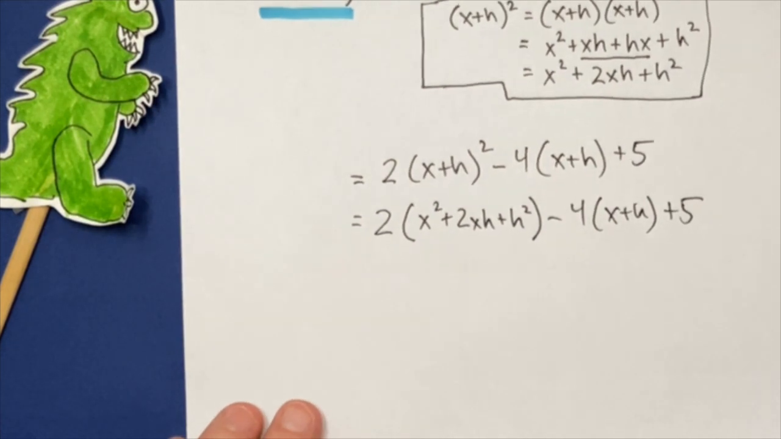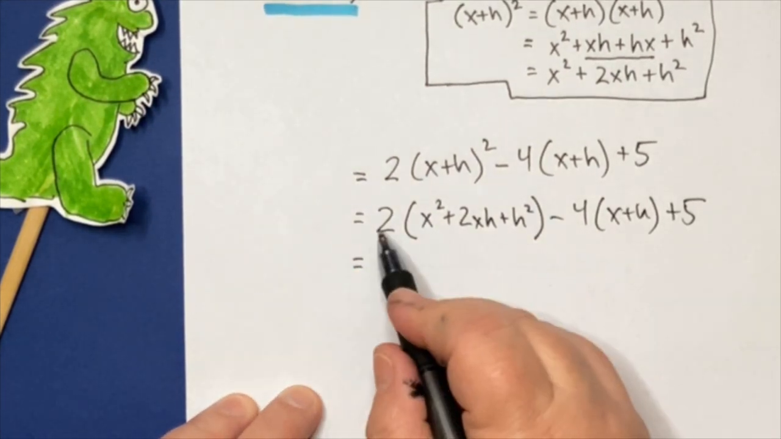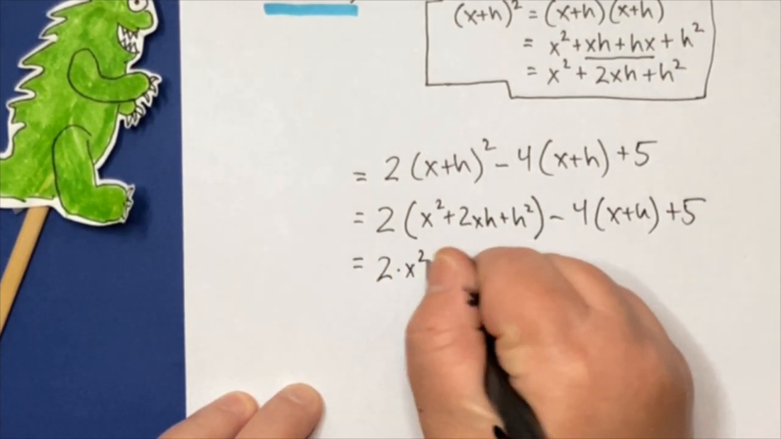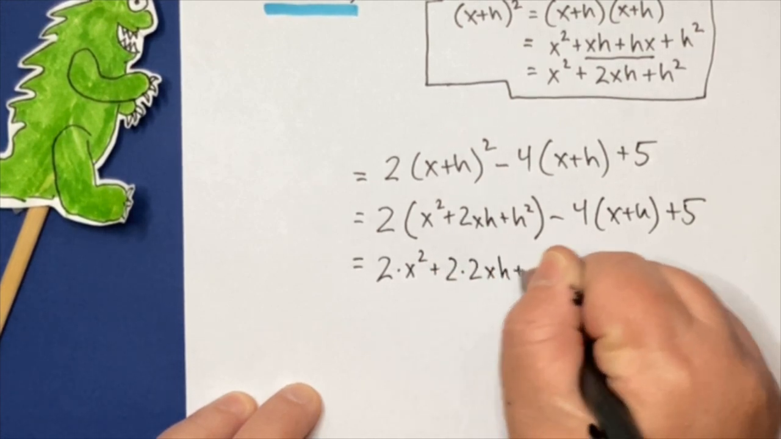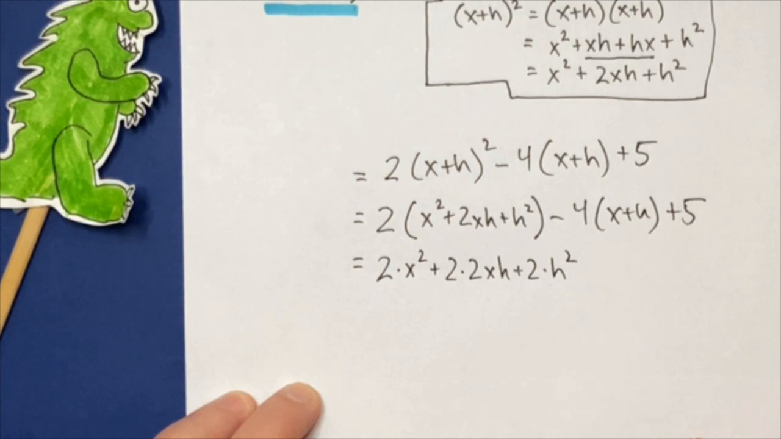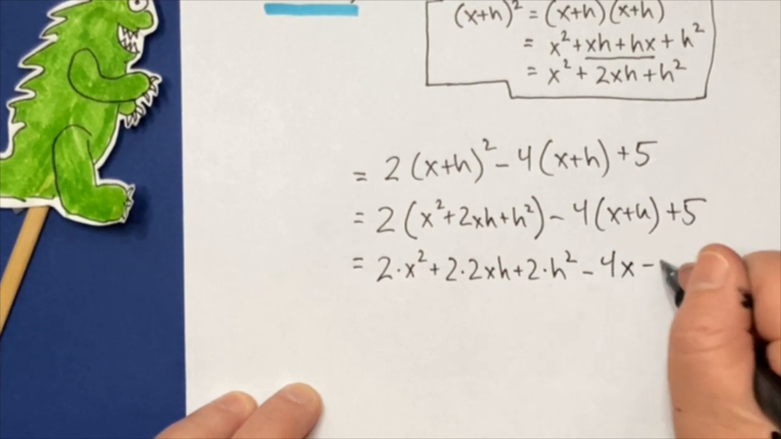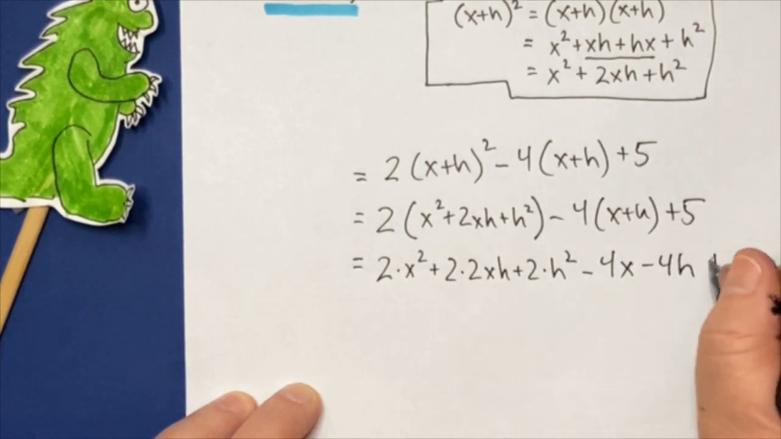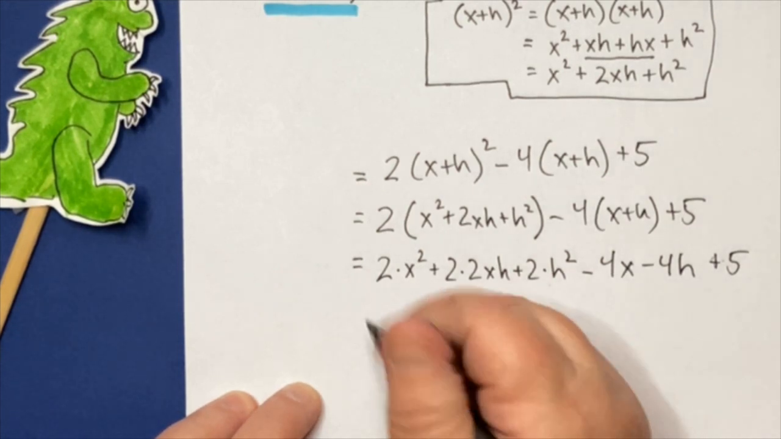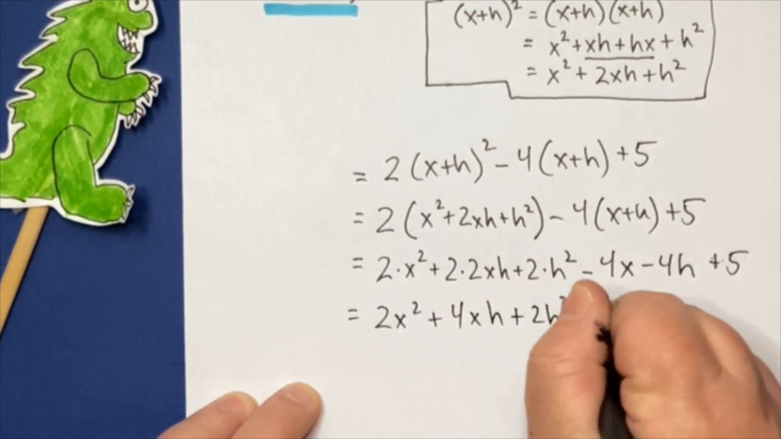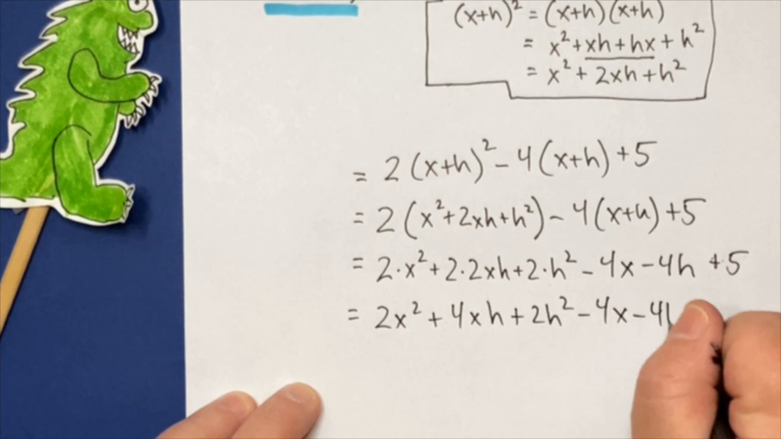Okay. Now it's time to multiply out 2 times each of these. Now this is a lot of work. It's easy to get really tired in the middle. Make sure you double check that you've multiplied by 2 every single time. So it's 2 times x squared, plus 2 times 2xh, plus 2 times h squared. So far so good? Okay. Then the minus 4 goes through: minus 4x minus 4h. And then that plus 5 is just sitting on the outside. Okay, let's see what we got. I got 2x squared plus 4xh plus 2h squared minus 4x minus 4h plus 5.